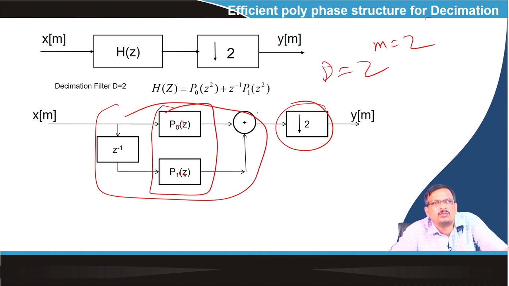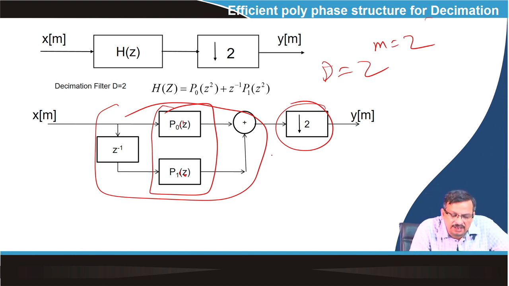That means this filter will not use that discarded sample. So, this will be z square, sorry.